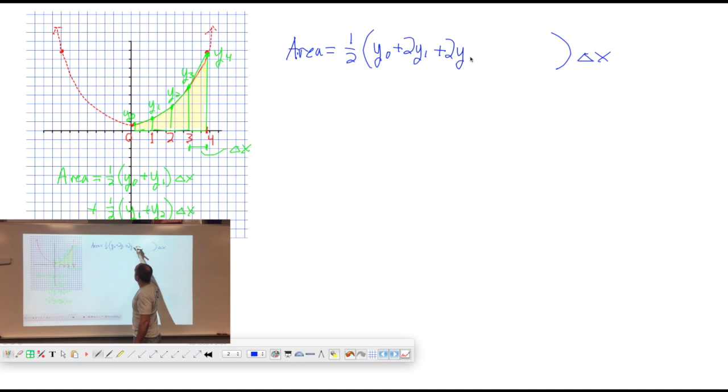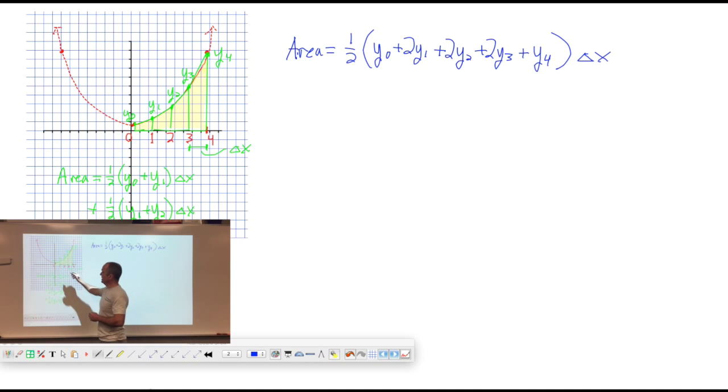Similarly, I will get 2 y sub 2's, because my two middle trapezoids share a side, and I will get 2 y sub 3 values, because my last two trapezoids share a side, but I will only get 1 y sub 4 value, because that's where I stopped. Now, where do I get these y values?